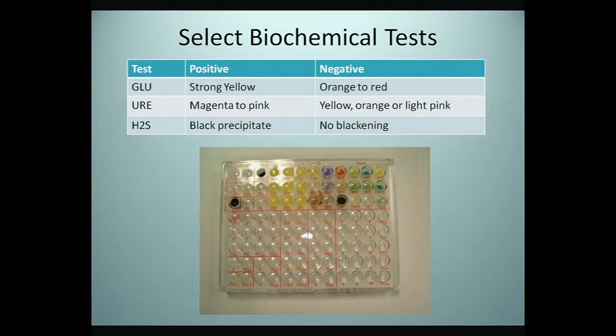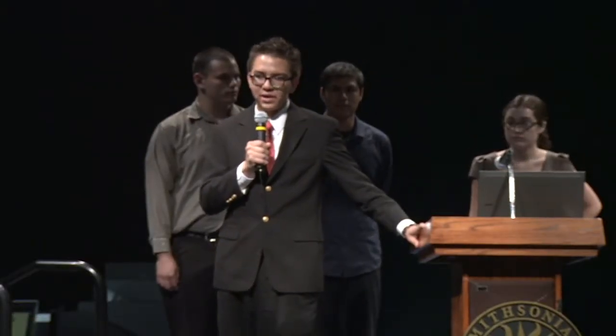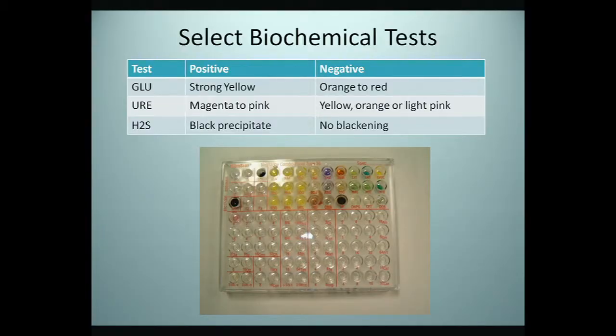This is just a sample well that we use to inoculate the bacteria, which we insert into the machine, and it automatically identifies it. Because it uses biochemical assays to help us determine what bacteria it is, some biochemical tests are displayed here, and through a process of colorimetry using a spectrophotometer, different colors give us different readings. For example, a glucose test would be positive by a strong yellow, a urease by magenta to pink, and hydrogen sulfide by a black precipitate.